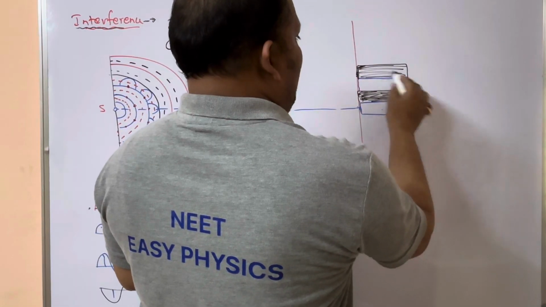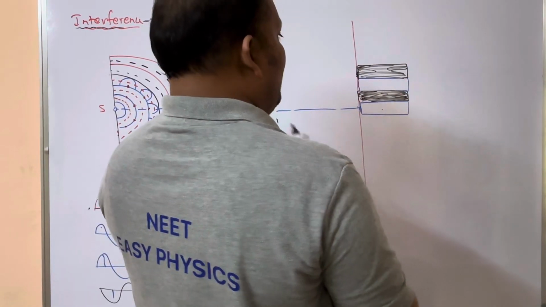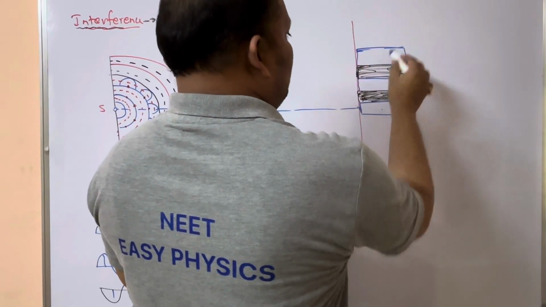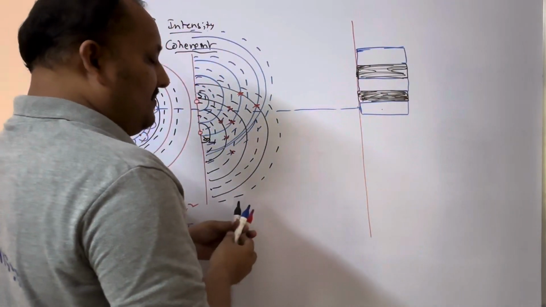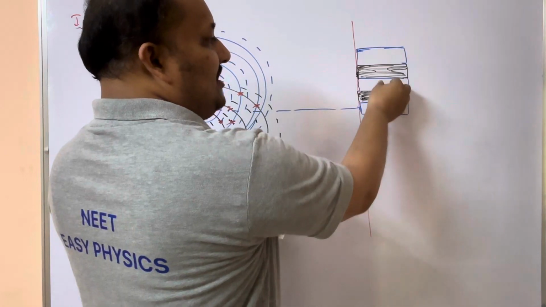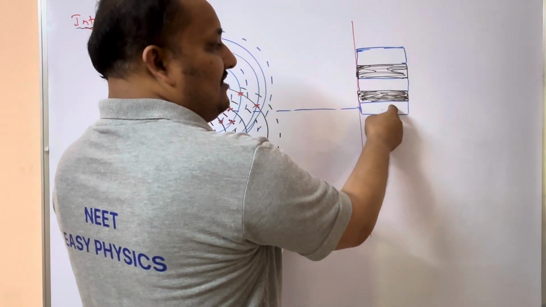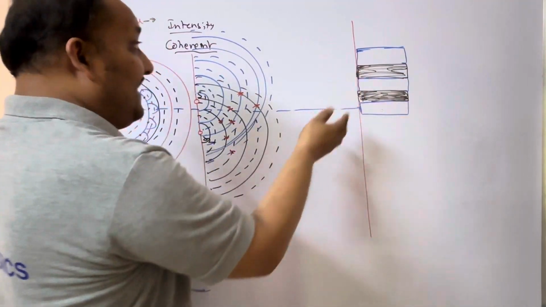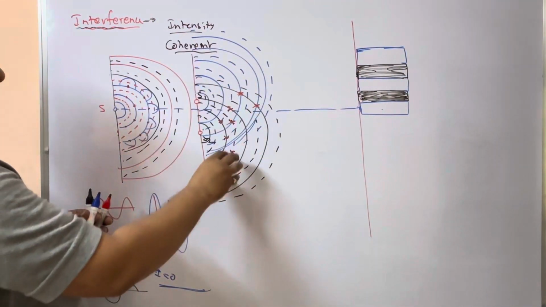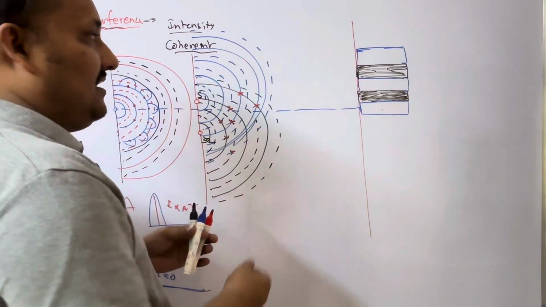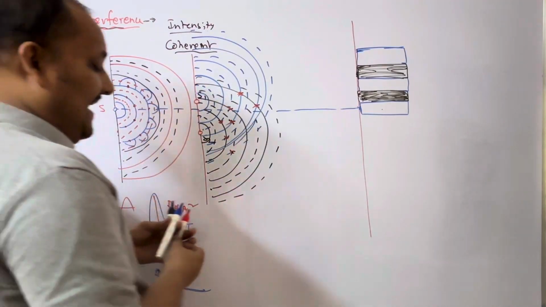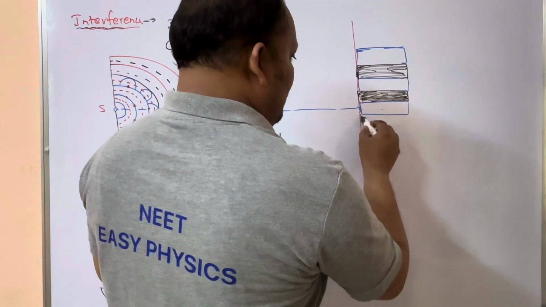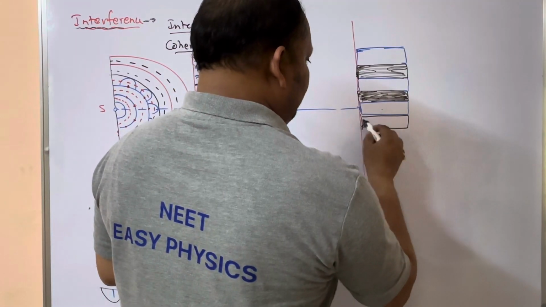So this is going to be a dark band. Again you are going to get a bright band. Like this, bright and dark bands are going to form. This is called redistribution of energy. Here light energy is going to be more, here it is going to be less. This redistribution of light energy, when two light waves are superimposed on each other, we call the interference pattern.